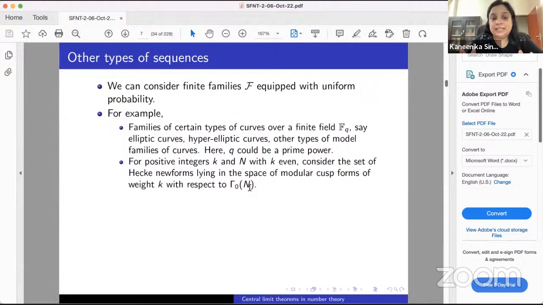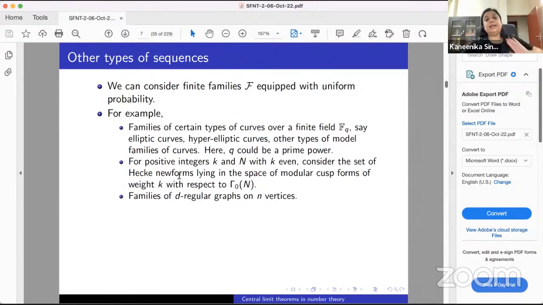So this is our family. The set of Hecke newforms forms a basis of a certain subspace of your modular cusp forms. It's a finite dimensional vector space, and its basis has some special properties. They are simultaneously eigenvectors of a class of operators called the Hecke operators, and we can consider this set of Hecke newforms as our family. We know that for a fixed k and n, there are finitely many elements in this set.